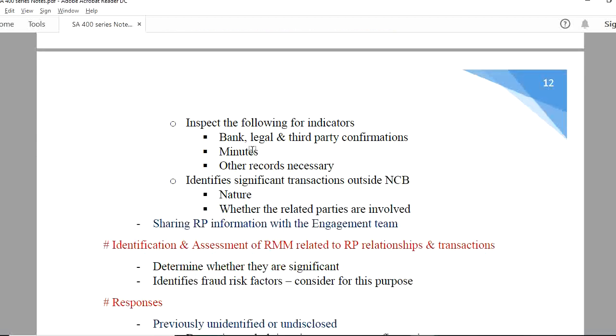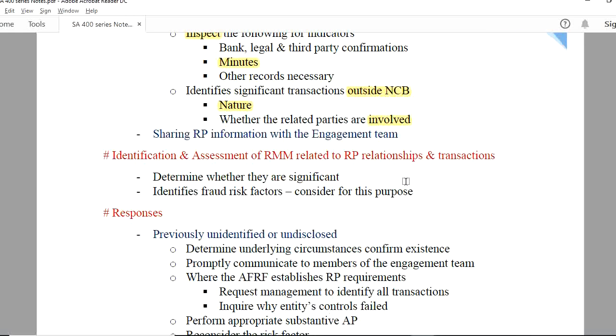For this, he shall in particular inspect the third party confirmations, the minutes of meetings of shareholders and those charged with governance, and such other records or documents as the auditor considers necessary. The auditor shall also take into account whether any significant transactions have been done outside the normal course of business. If so, what is the nature of such transactions and whether related parties are involved in such transactions. All the information obtained regarding the related parties shall be discussed with the engagement team.